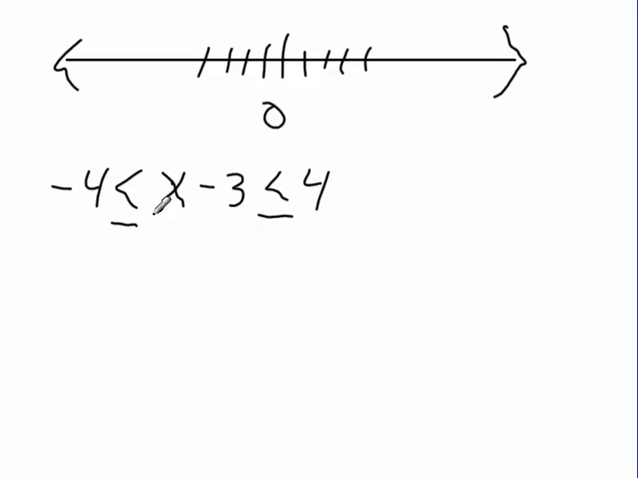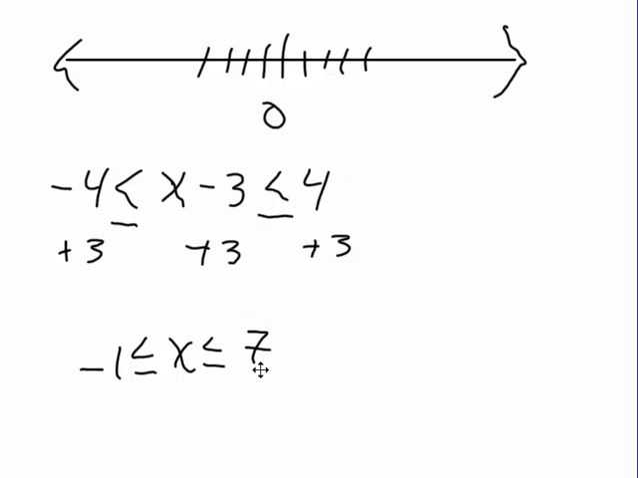And just like we would solve with an equal sign or with any other single inequality, with compound inequalities, what you do to one section, you have to do to all three. So in order to get x by itself, I have to add 3. And I'm going to add 3 to everybody. And now, negative 4 plus 3 is negative 1, which is less than or equal to x, which is less than or equal to 4 plus 3, which gives me 7.